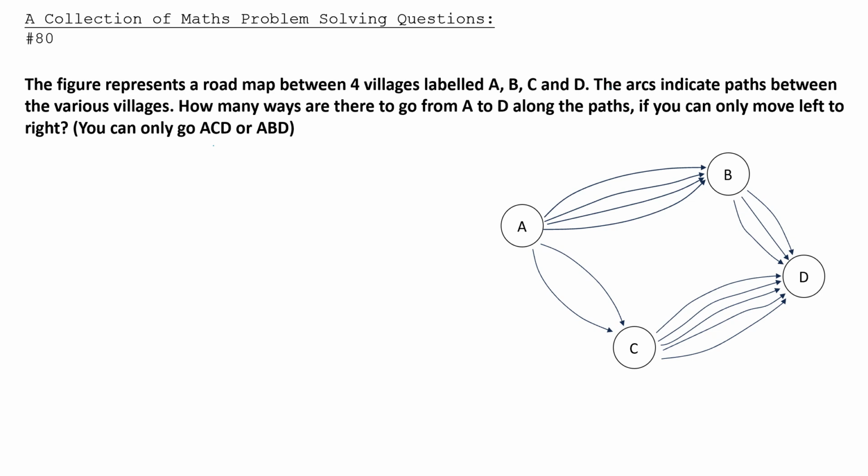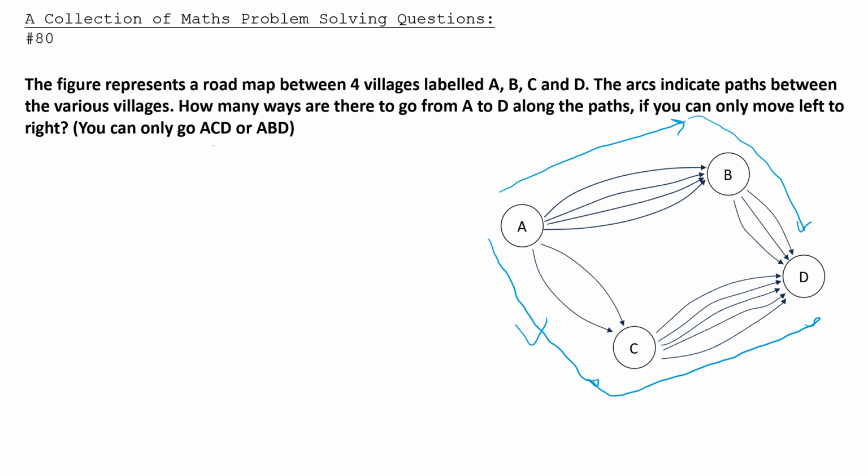The figure represents a road map between 4 villages, which are A, B, C, D, and the arcs indicate the paths between the various villages. How many ways are there to go from A to D along the paths if you can only move left to right? So you can go from A to C to D, or you can move from A to B to D. You can't go any other way.